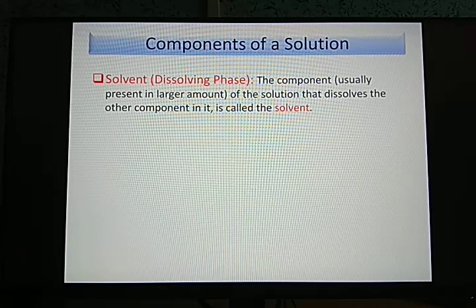Say for example, if we make a salt and water solution, or a sugar and water solution, then definitely the water will be the solvent because it is in larger quantity, and the salt or the sugar that we have taken will be the solute. We'll see some examples later on. So I hope this is clear to you. What is solvent? The component of the solution in which the other components are dissolved. So the solvent has to be in larger amount, only then can we dissolve the other component in it. Clear?